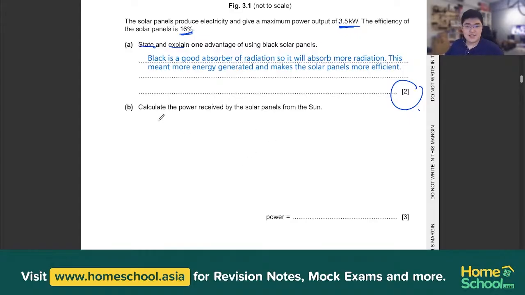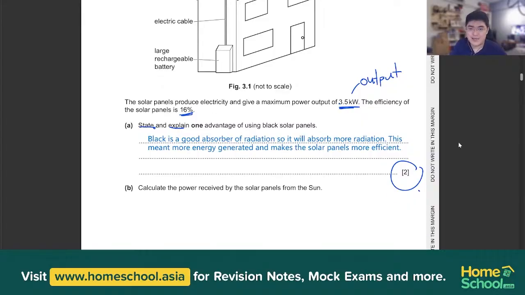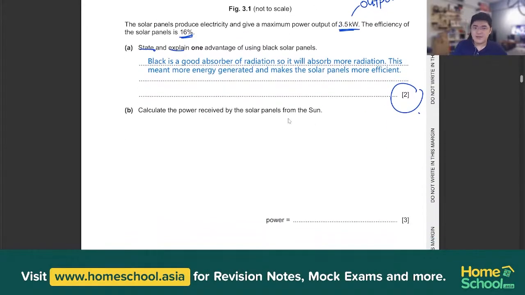All right. So next, we need to calculate the power received by the solar panels from the sun. As we do know, the solar panels stated in this question have a maximum power output, this is the output by the way, of 3.5 kilowatts, and the efficiency of the solar panels is 16%. Which means this 3.5 kilowatts is the power generated by the solar panels. All right. So let's write this down first.